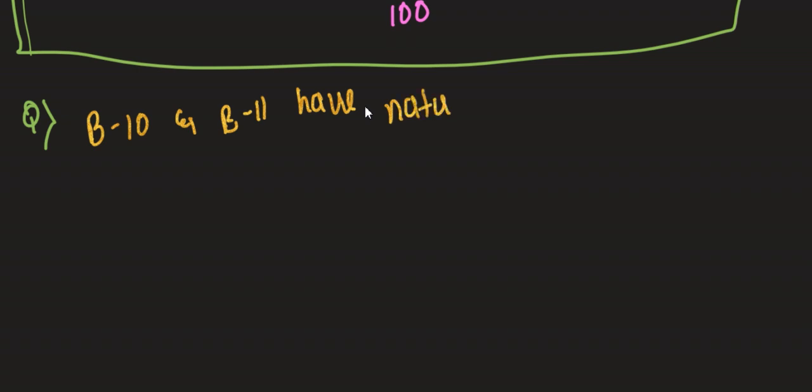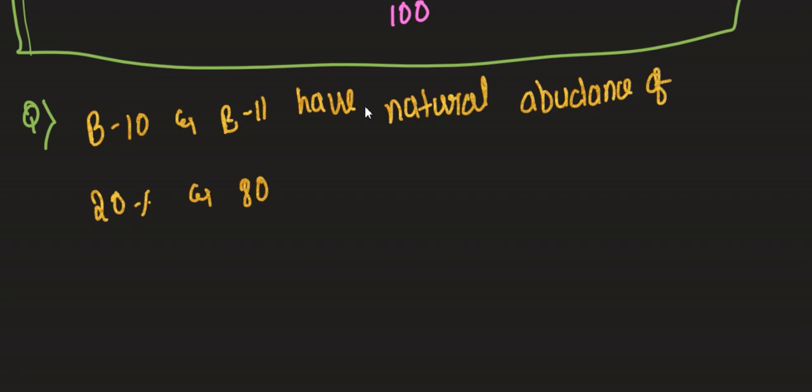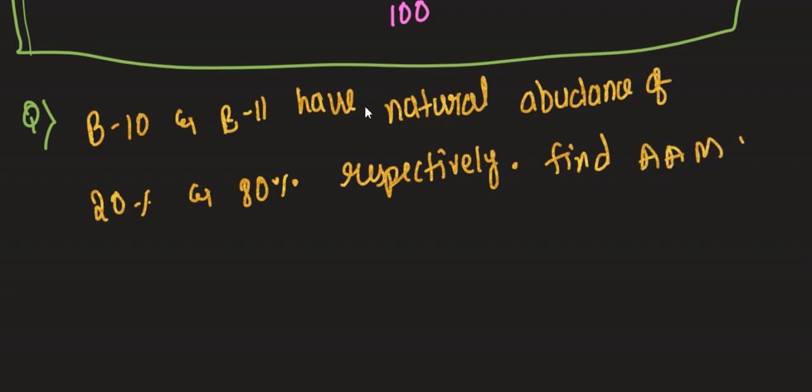Write down the first question here. B10 and B11 have natural abundance of 20% and 80% respectively. Find AAM. What is the meaning of AAM? Average atomic mass.